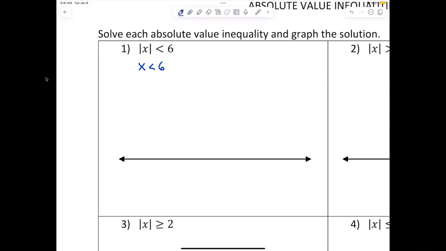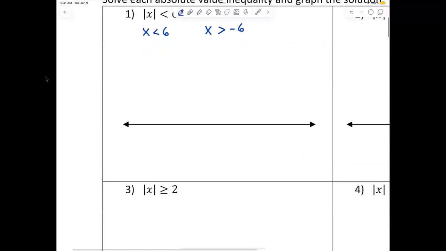Then you write it again, but you change the inequality sign and you change the 6. In other words, you change all of the other signs. So you're just going to write x is greater than -6. You rewrite it without the absolute value sign, then you flip the signs. What does that look like? On your number line, here is -6, here is 6. If you are less than 6, your open circle goes to the left. If you're greater than -6, your open circle goes where? To the right.